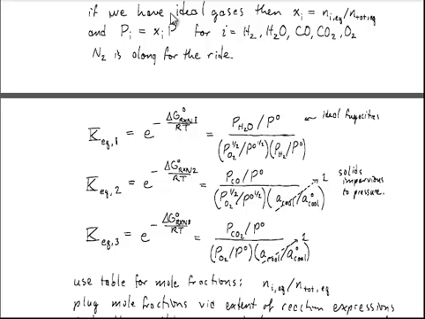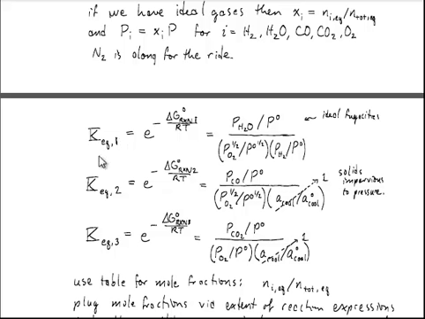So we're going to assume that we have ideal gases, so we can write these mole fractions multiplied by the total pressure as just giving us the partial pressure of each of those species. We're going to do that for hydrogen, water, CO, CO2, and oxygen. N2 is really just along for the ride here. Nothing's going to happen to it along the course of the reaction. And of course, the solid carbon isn't going to have a partial pressure.